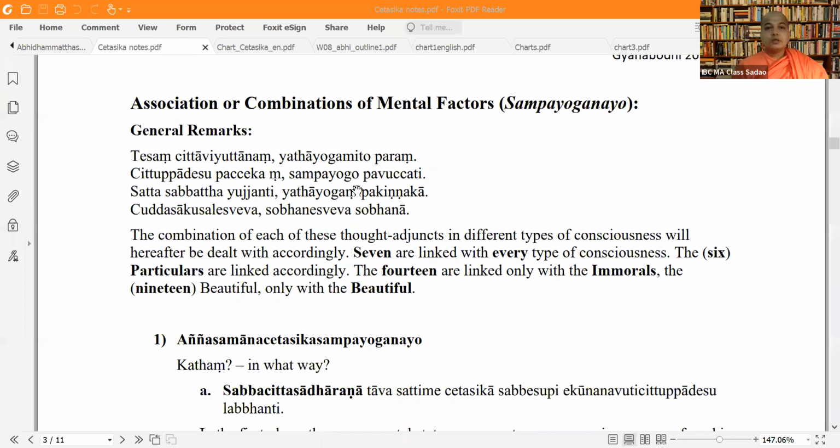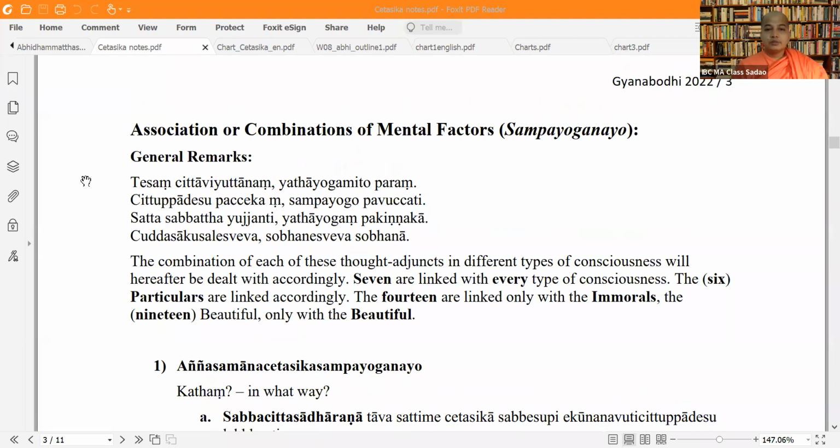So it is your duty to go through the text, and especially if somebody is writing on any particular section, they can then have an in-depth focus on that section. Okay, now let's look at the combinations. We'll have to be a bit more attentive to this association or combinations of mental factors.